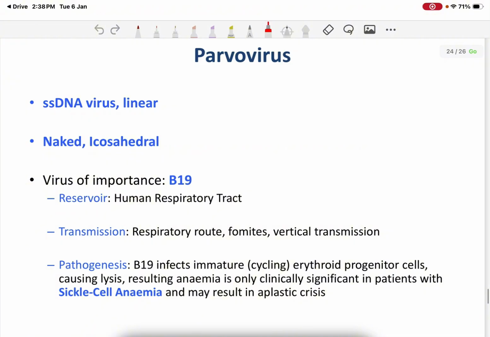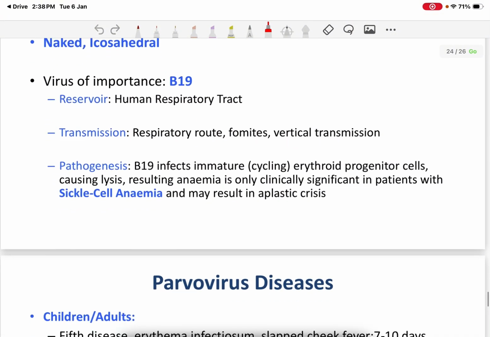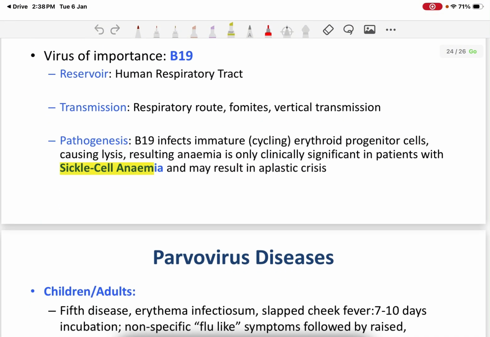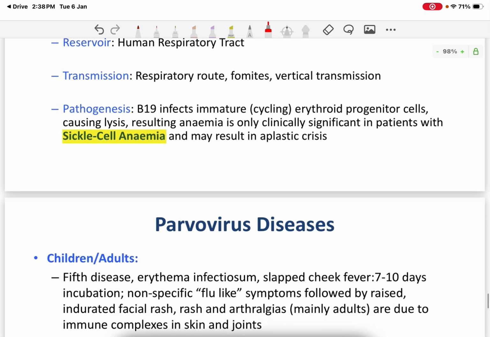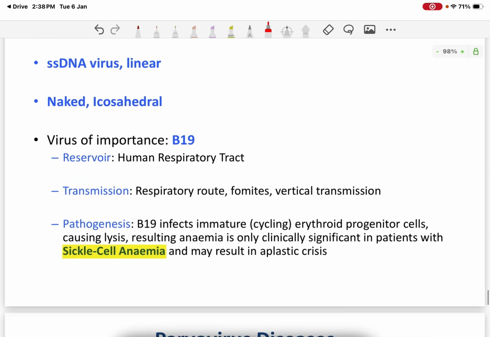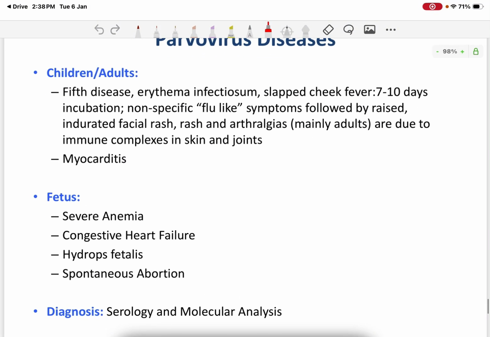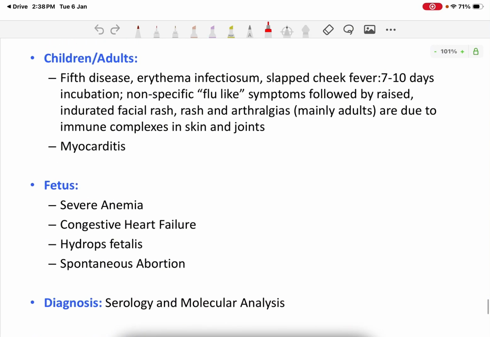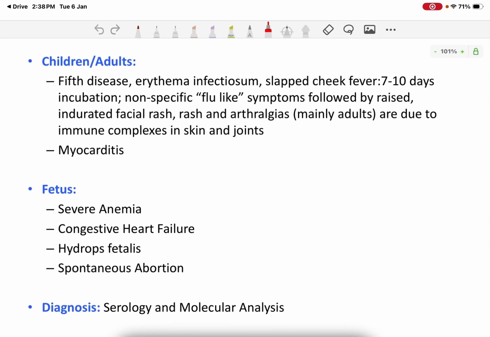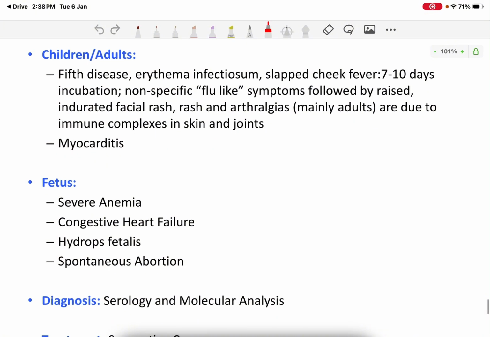Parvovirus B19 is our last piece for the day. Reservoir is the respiratory tract. It targets, interestingly, the immature erythroid progenitor cells, especially in those with sickle cell anemia. But Parvovirus B19 has many interesting correlations. Of course it has 5th disease, one name, erythema infectiosum or slapped cheek. Literally, if you look it up and look at some images, you can see a lot of correlation or clinical evidence for slapped cheek and Parvovirus B19. Okay?